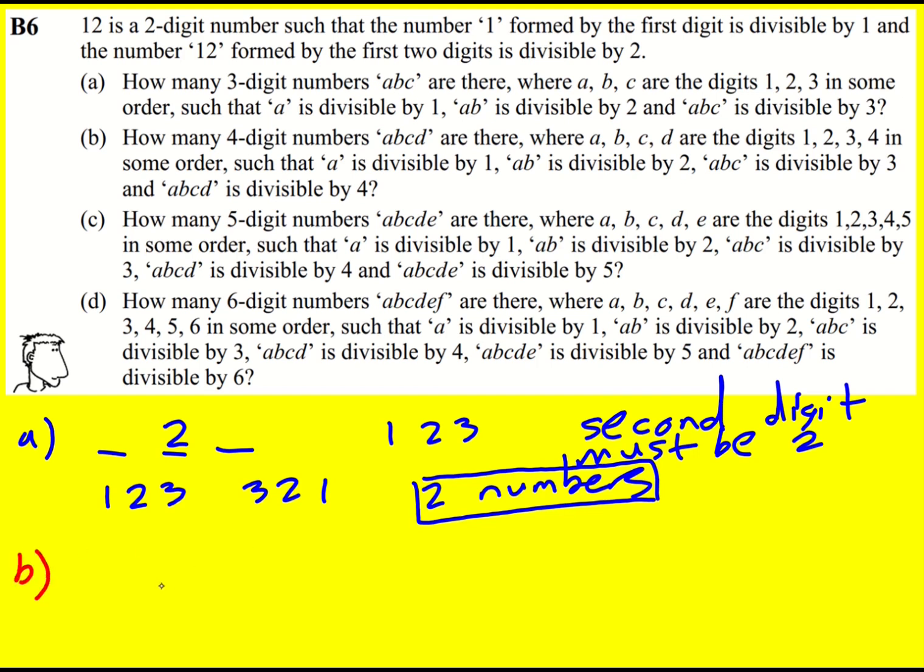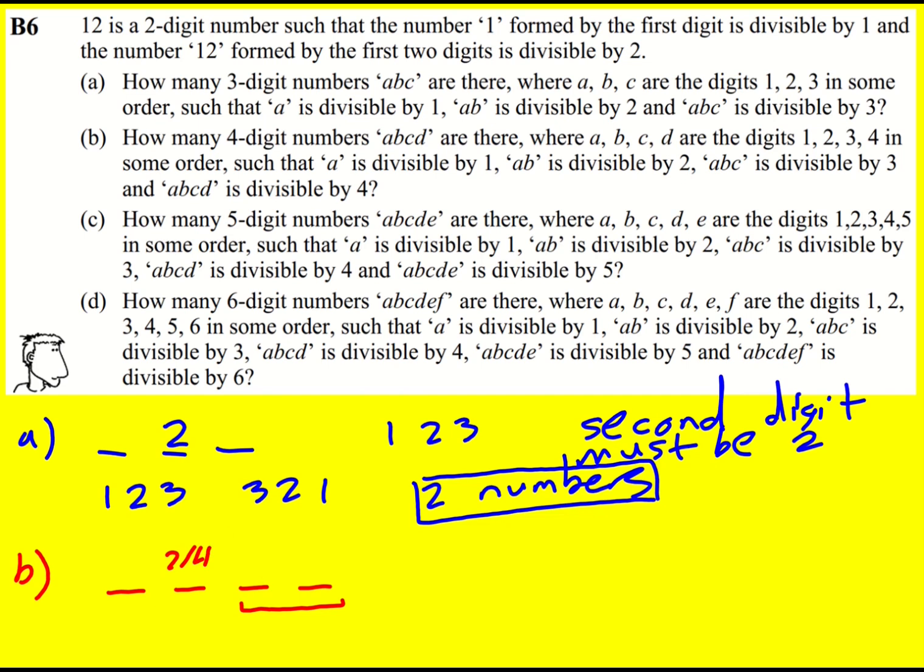Right, let's move on to four-digit numbers. So we've now got an extra factor that the whole number needs to be divisible by 4, which means that the last two digits have to be divisible by 4. But before we get onto that, we can still think about the other facts. So the first digit divisible by 1 is no problem. The second digit is going to have to be a 2 or a 4.